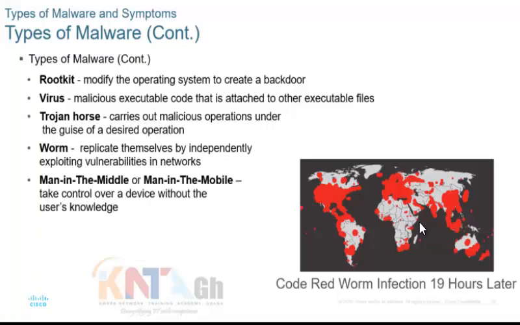We have the virus, which is malicious executable code that is attached to other executable files. The Trojan horse also carries out malicious operations under the guise of a desired operation. We also have worms that replicate themselves by independently exploiting vulnerability in networks. We also have man-in-the-middle or man-in-the-mobile attacks, and these take control over a device without the user's knowledge.